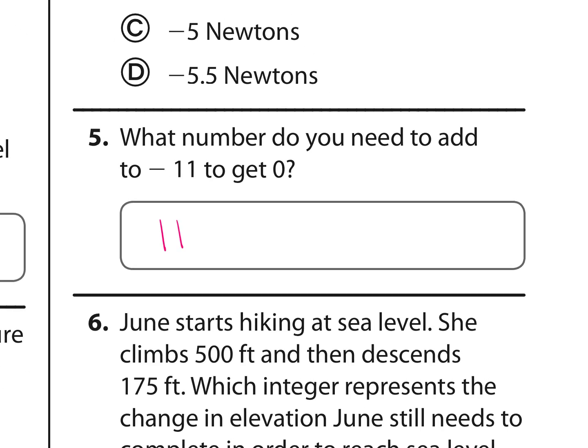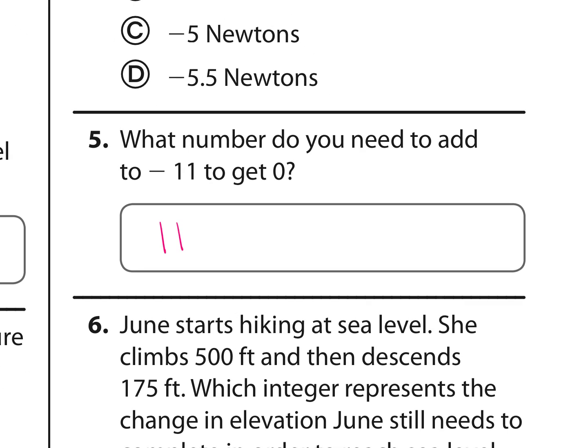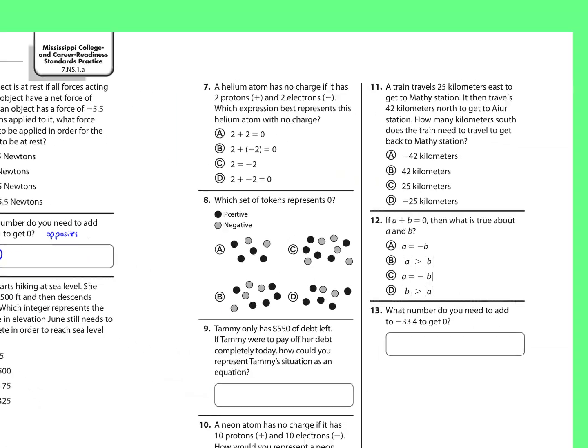NS1A, number 5. What do you add to -11 to get 0? Well, -11 and 11 are opposites. So you can add opposites to get 0. So what's the opposite of -11? +11. 1B, number 4.